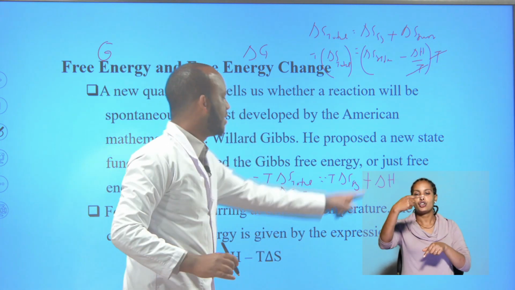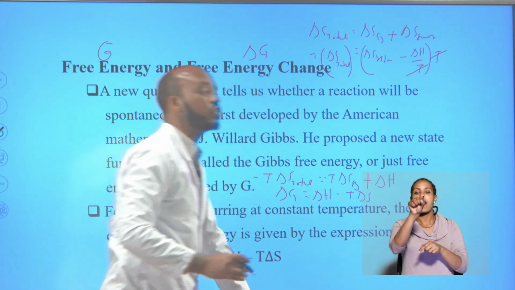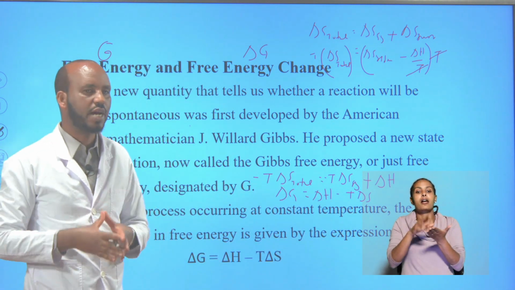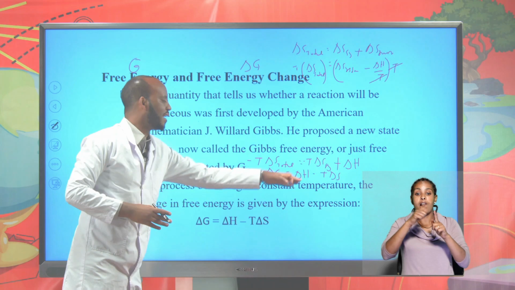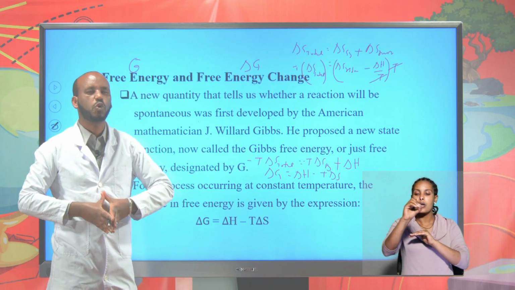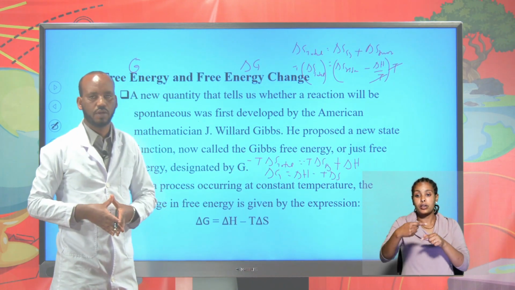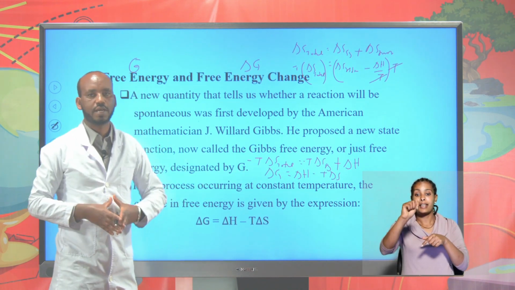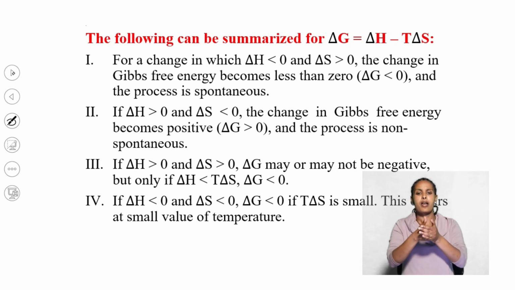Delta G equals delta H minus T times delta S of the system, which enables us to know whether the given reaction is spontaneous or non-spontaneous. If the Gibbs free energy change delta G is less than 0, then the reaction is spontaneous. If delta G is greater than 0, the given reaction is non-spontaneous. If delta G equals 0, the reaction is at equilibrium. The following can be summarized for delta G equals delta H minus T times delta S.